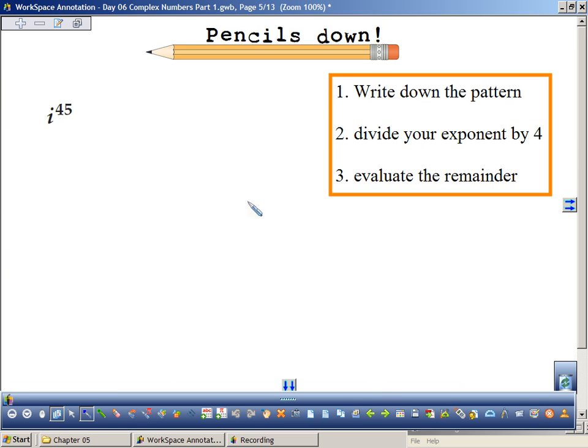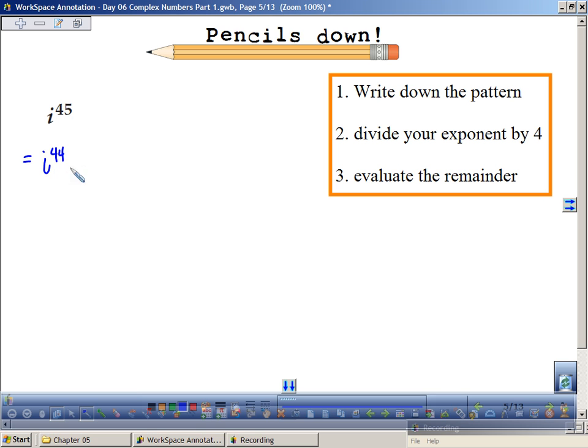Now let's use it. i to the 45. Crazy, right? I don't want to write all that out, so I'm not going to. So what should I do? Isn't i to the 45 i to the 44 times i to the 1? Isn't i to the 44 i to the 4th 11 times?